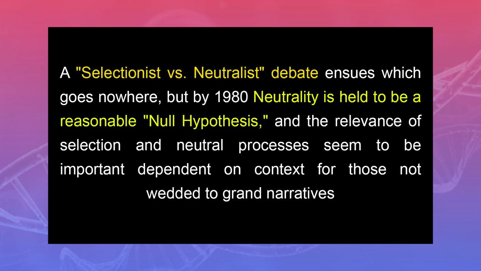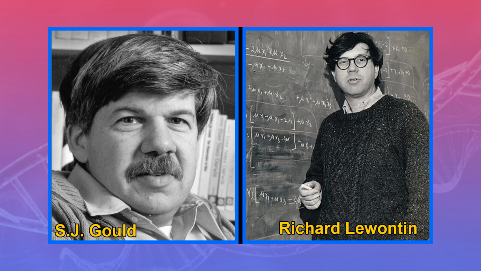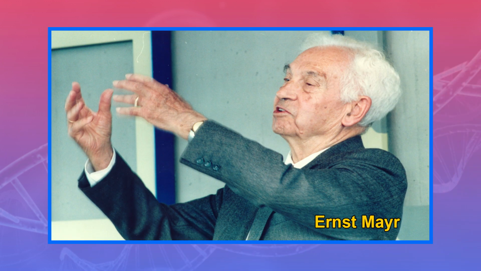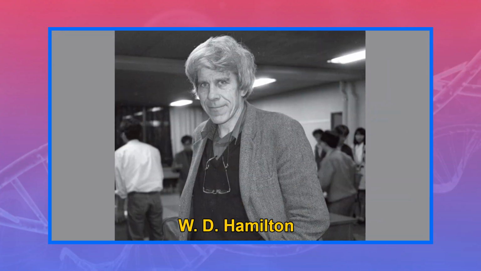A selectionist versus neutralist debate ensues, which goes nowhere, but by 1980, neutrality is held to be a reasonable null hypothesis, and the relevance of selection and neutral processes seems to be dependent on context for those not wedded to grand narratives. While the population genetic basis of evolutionary biology was diversified by the molecular dimension, Stephen Jay Gould and Lewontin attacked the Panglossian adaptationism of some thinkers, like that of Ernst Mayr. Simultaneously, a very ambitious form of social evolutionary theory was formulated by W. D. Hamilton, straight out of the Fisherian adaptationist tradition.